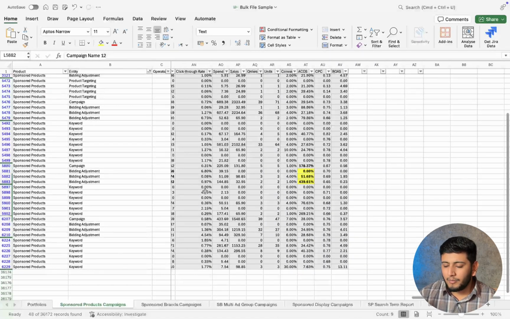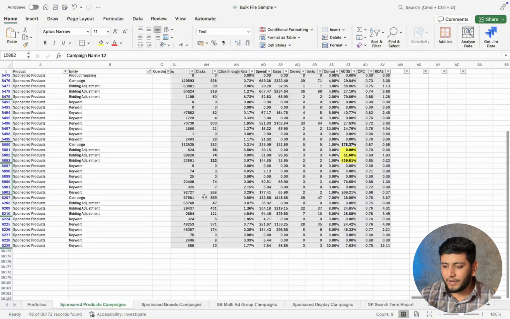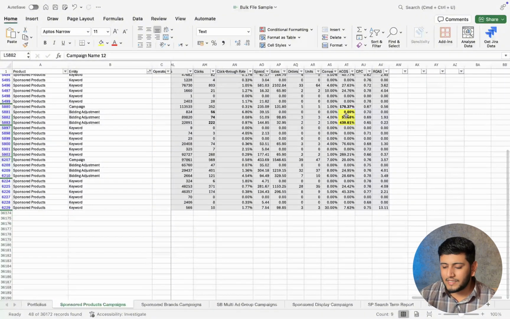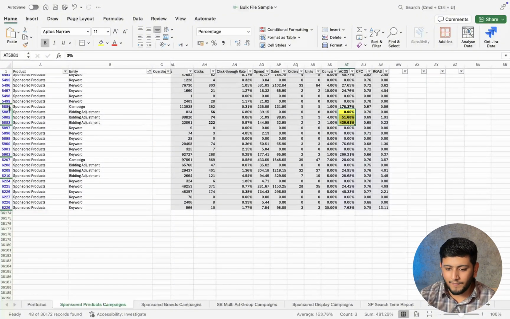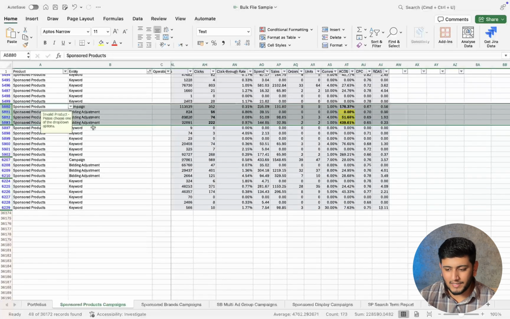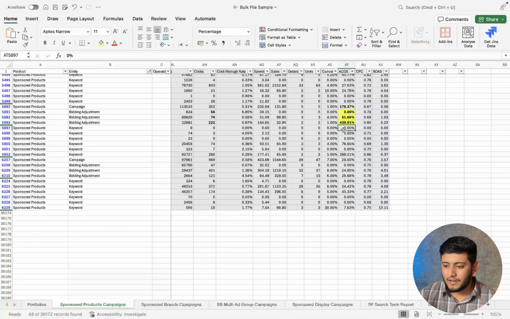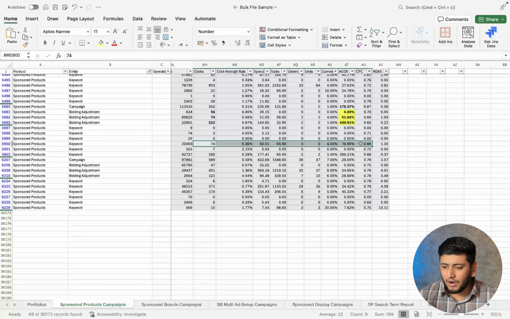Because we have sorted the rest, we will focus on why this campaign specifically is yielding the bad results. For that, we will see what the ACOS is for each of the keywords. You can see most of the keywords have zero ACOS. Let's see the clicks. Okay, most of the keywords have low clicks, but this one has 74 with 3 orders.